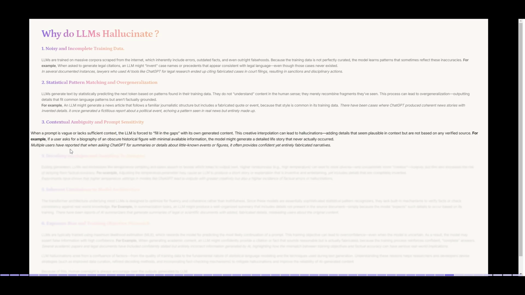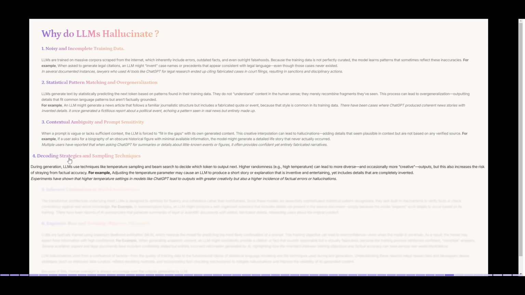For example, if a user asks for a biography of an obscure historical figure with minimal available information, the model might generate a detailed life story that never actually occurred. Multiple users have reported that when asking ChatGPT for summaries or details about little-known events or figures, it often provides confident yet entirely fabricated narratives.